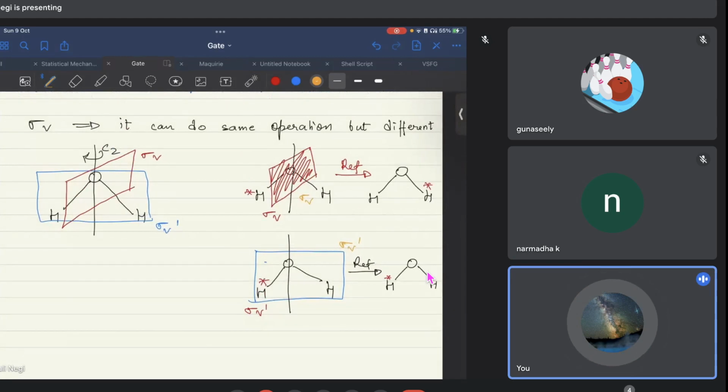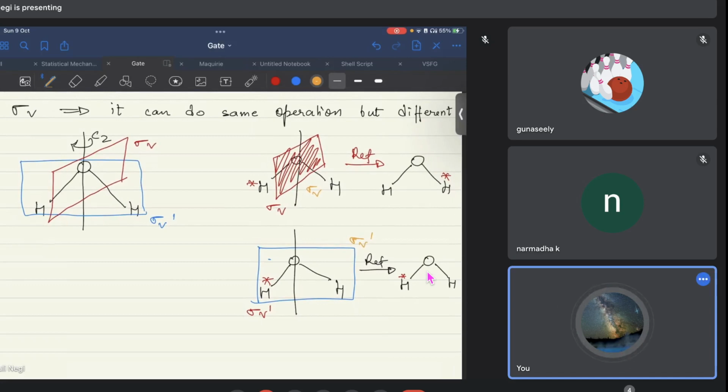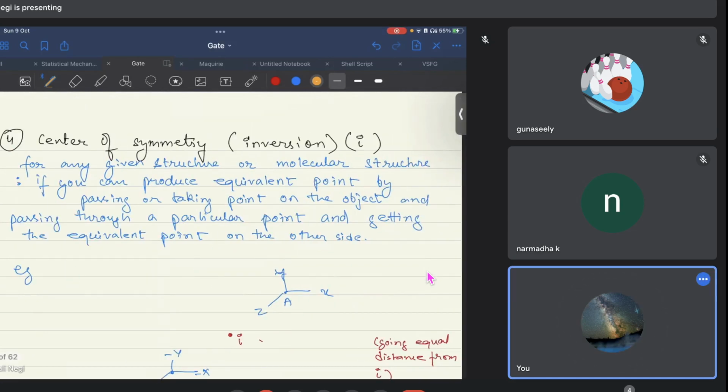So I am just giving you insight about how you should keep this in mind. Now this is the fourth symmetry element, which is again important because this is the center of symmetry. When I say center of symmetry, it is also known as the center of inversion and denoted as small i. For any given molecular structure, you can produce an equivalent point by taking a point on the object and passing through a particular point to get the equivalent point on the other side.